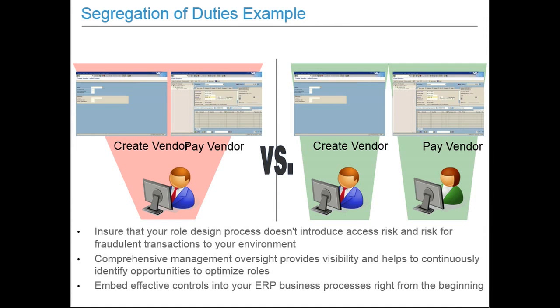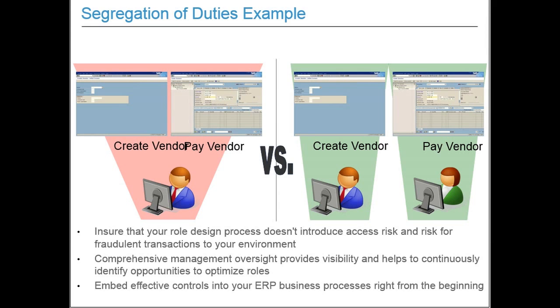Segregation of duties is an example of what I was trying to explain before. For example, if a person has both the rights to create a vendor and release a check to the vendor, then there is a possibility that the business user might create a fraudulent account and release a payment. So the solution here is that we should always have two different people, one to create a vendor and another one to pay the vendor, thereby adhering to the four-eyes principle.